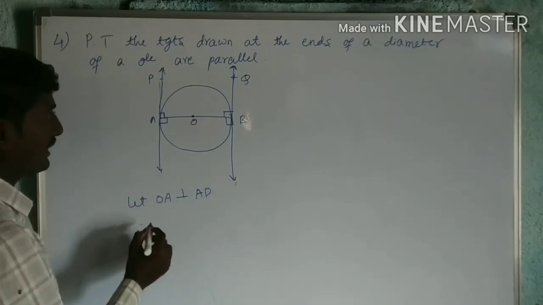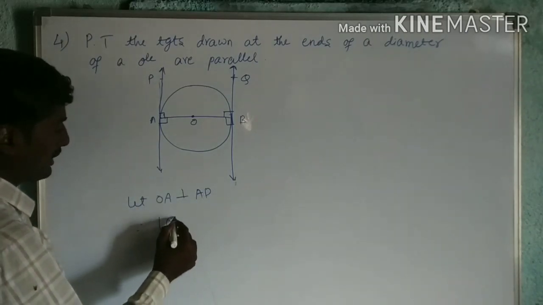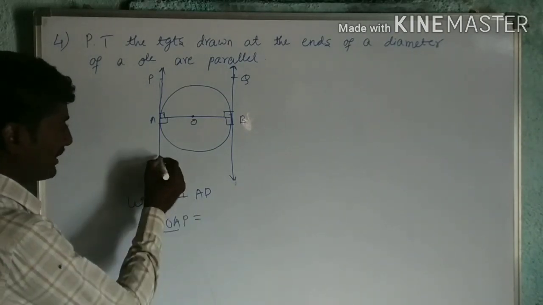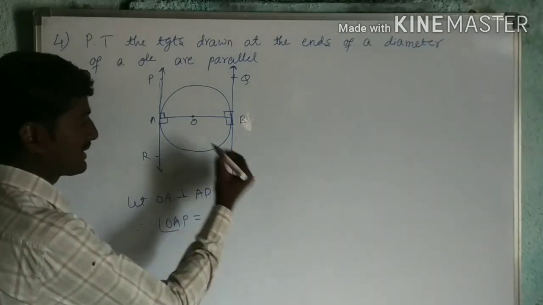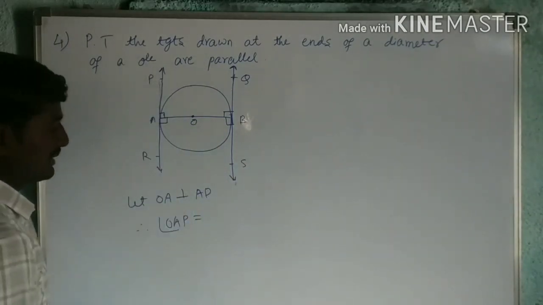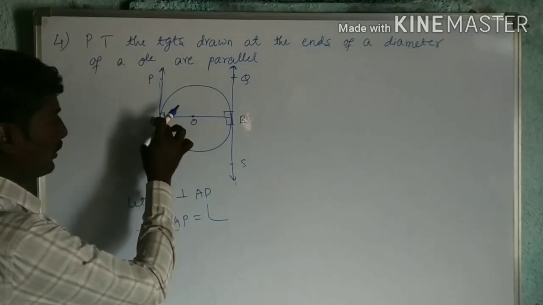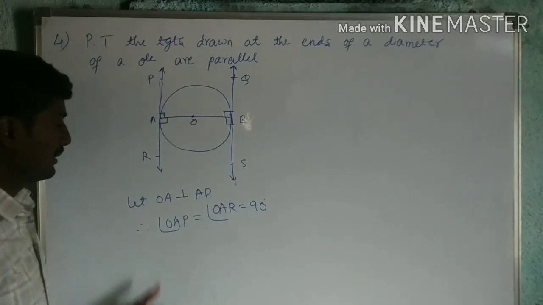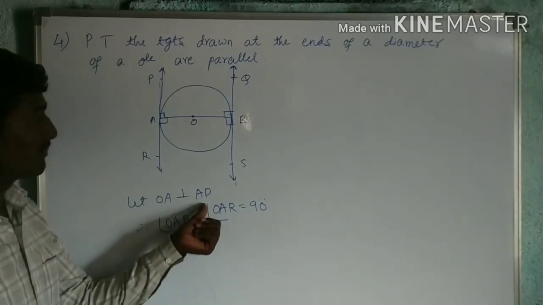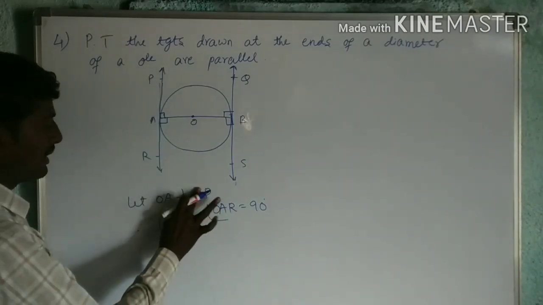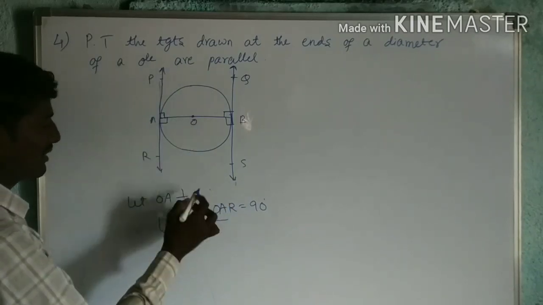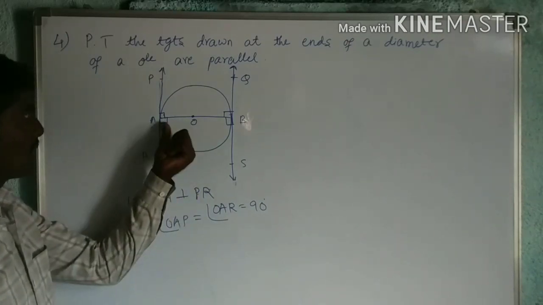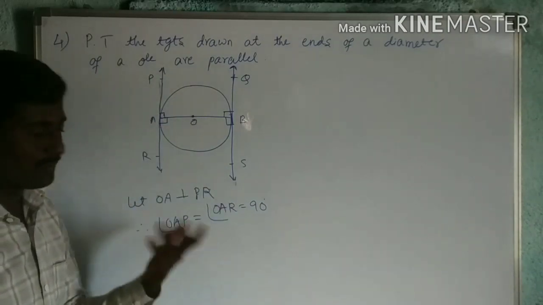Therefore I can write angle OAP. I will take this as R and here I will take another point S. OAP is equal to another angle OAR. OAR is equal to how much? 90 degrees, because OA is perpendicular to AP. Instead of AP I will write PR. OA is perpendicular to AP or PR, both are the same.